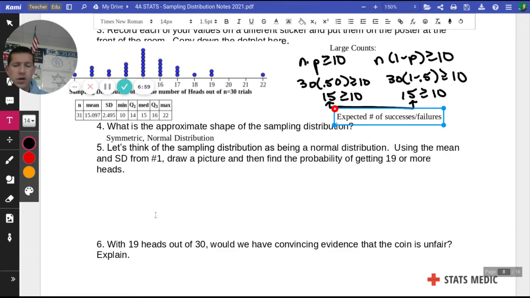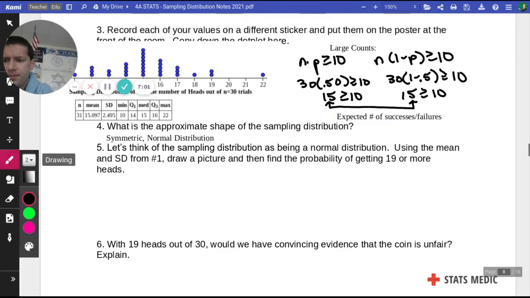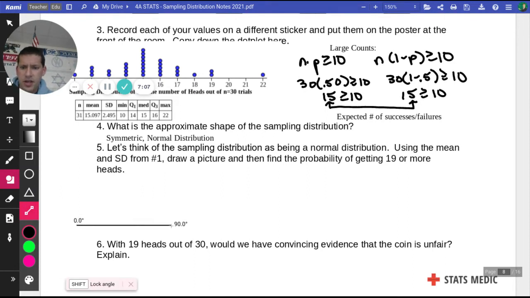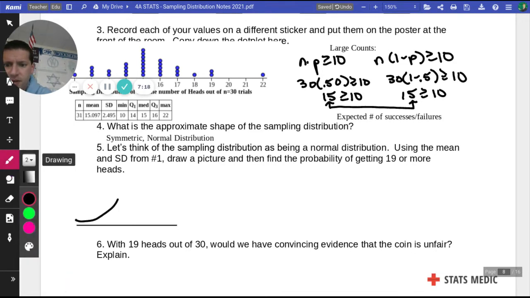So if you recall from first semester, we have our normal distribution looking line. I'm going to go to the line tool and hit shift to make sure it's perfectly horizontal. And then I'm going to draw in and sketch an approximate normal distribution curve. Just a little off my line. Let me move the line so it looks a little bit better, maybe.